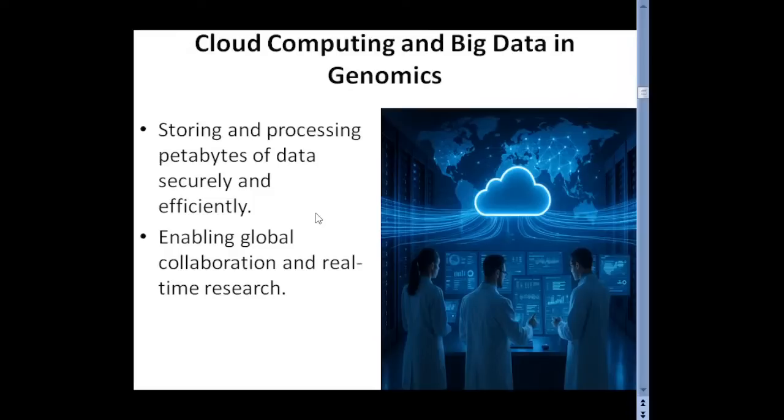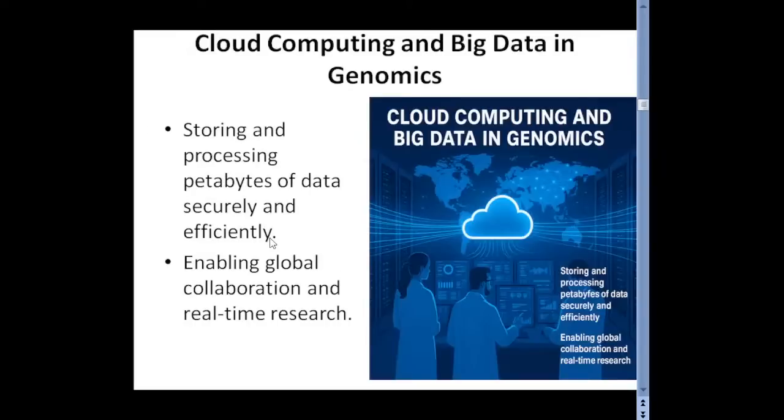Then apart from that, you should be able to enable global collaboration. Once you are a bioinformatician, that means you can collaborate with any company around the world. You could be in Nigeria and you could be working for any biotechnology company anywhere in the whole world. They will not know. So that means you are still very much relevant till then.